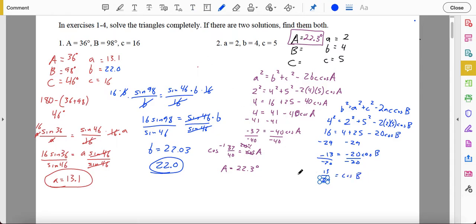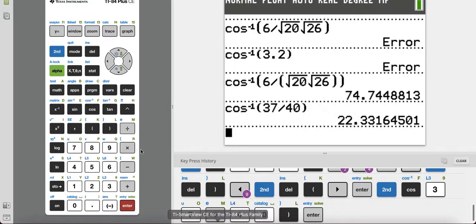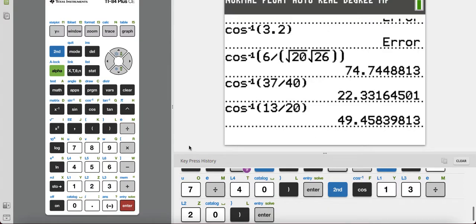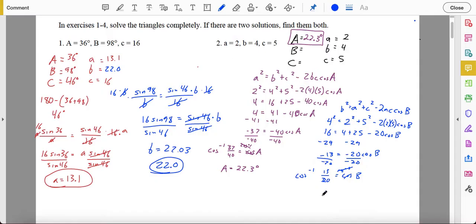And I can take the inverse cosine of each side. And we do the inverse cosine of 13 over 20. And we see that it's 49.5 degrees. So B equals 49.5 degrees. So we found B to be 49.5.